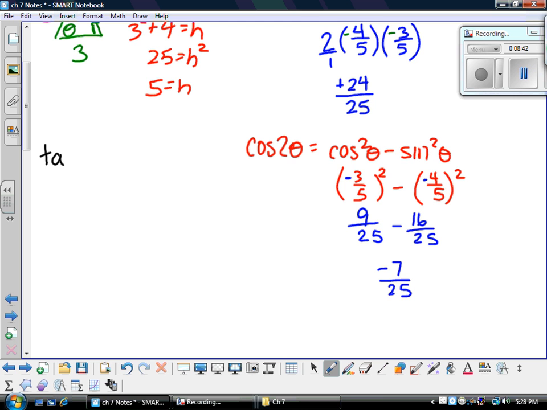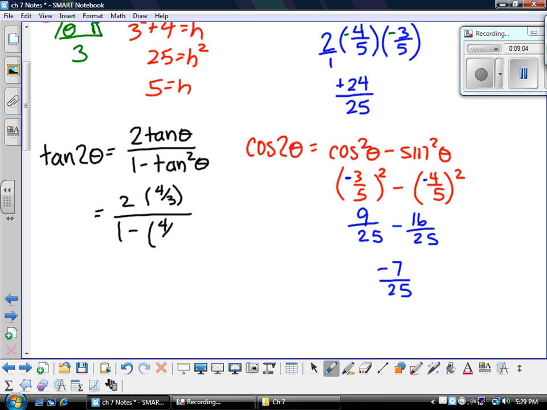Last one is the tangent of 2 theta. The double angle formula for tangent is 2 times the tangent over 1 minus tangent squared. We have right in the problem that the tangent was 4/3, so 2 times 4/3 over 1 minus 4/3 squared. That is 8/3 over 1 minus 16/9.